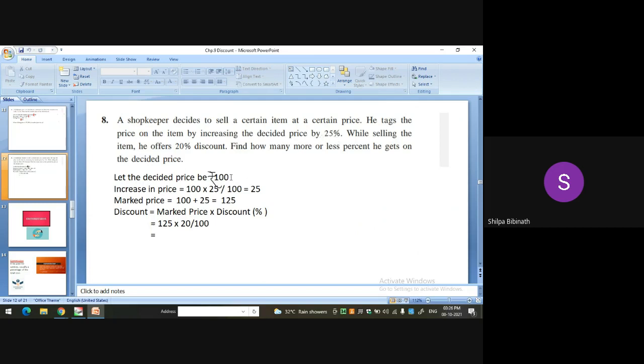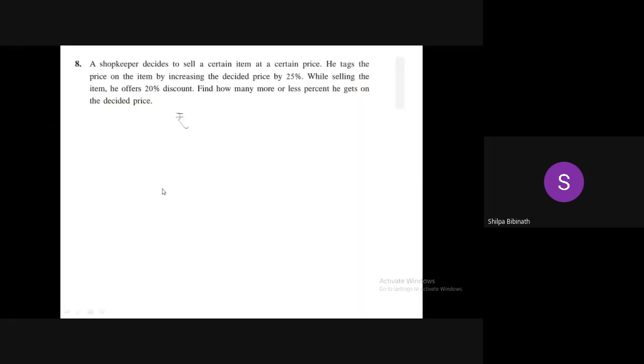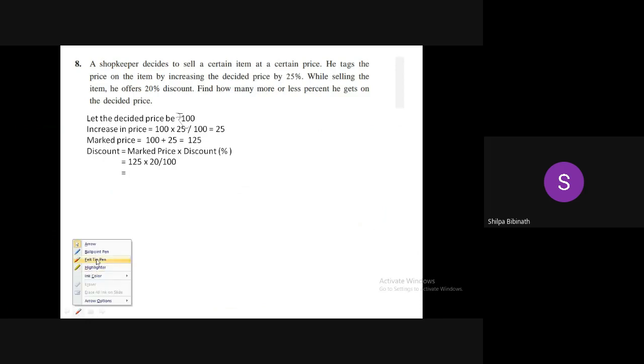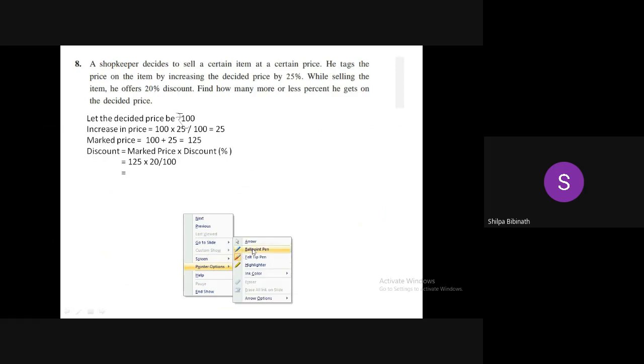So earlier it was 100 rupees. Now 100 rupees increased by 25%. So you have to take 25 upon 100. 25% means when we convert it into fraction, 25 upon 100. So 100 into 25 upon 100, you will get rupees 25. So there you need to write rupees 25. The rupee symbol is important here.